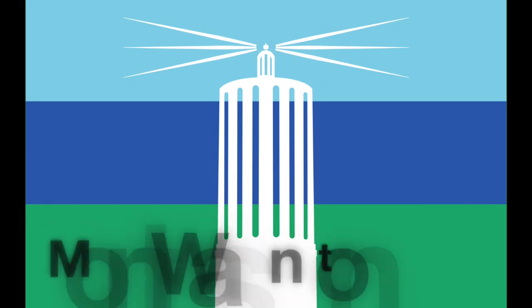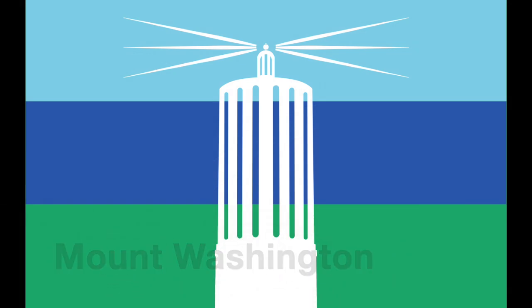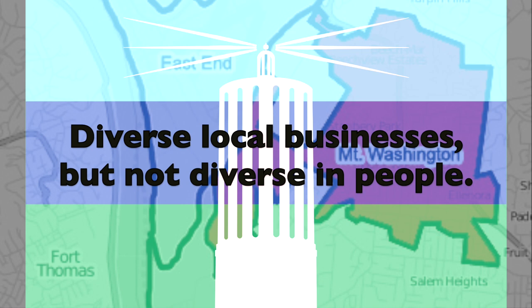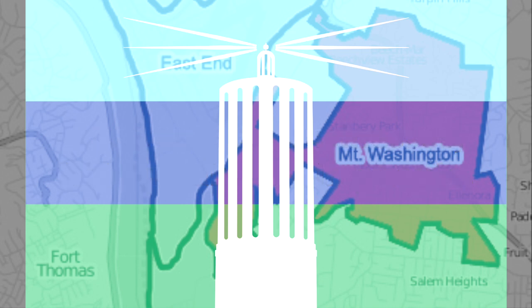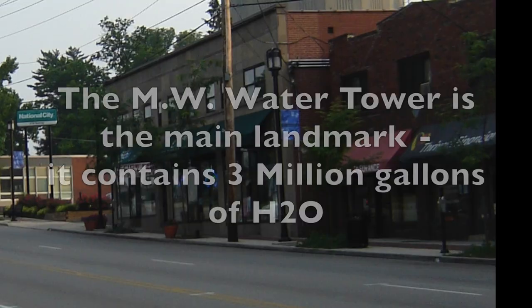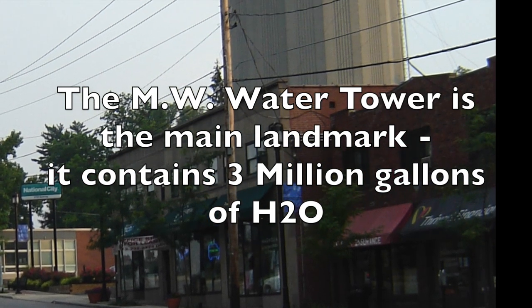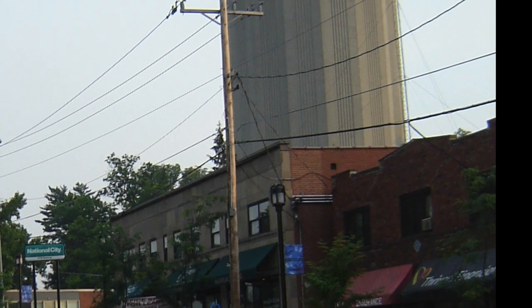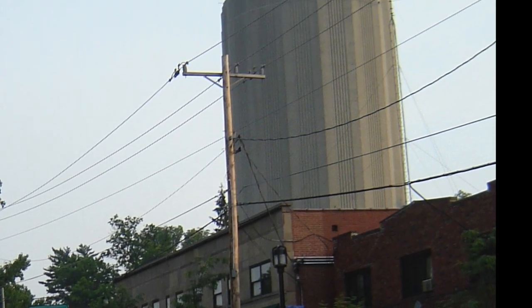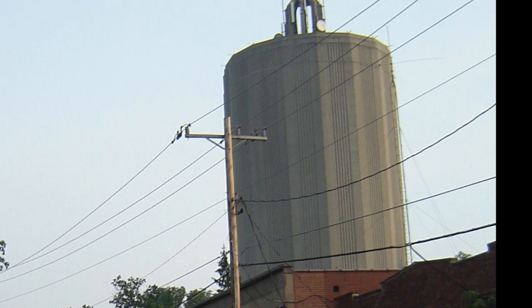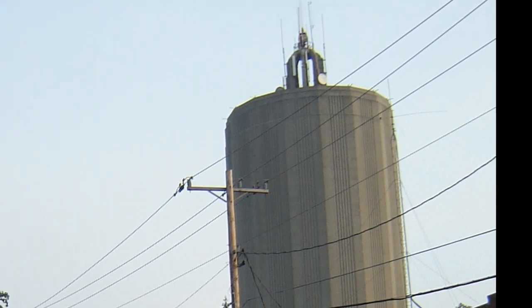Mount Washington, currently the easternmost neighborhood of Cincinnati. Diverse in local businesses, but not diverse in people. Easy access to jobs and to downtown. The most prominent feature and landmark of this area is the Mount Washington Water Tower. It contains nearly 3 million gallons of water. This neighborhood, once a part of Anderson Township, has a vague personal history.